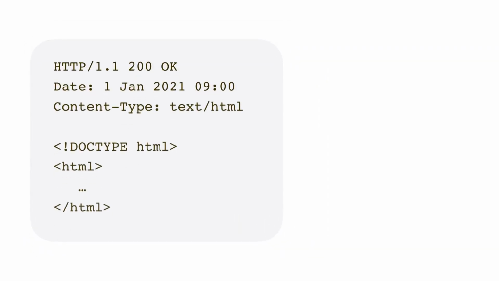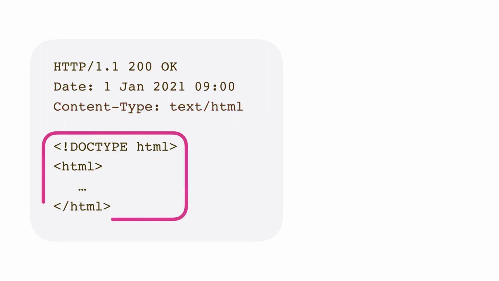Now, what is in the response? Here's a simplified example. On the first line, we see the version of the HTTP protocol used, followed by a number which is the status code. 200 means successful or OK. Right below that, we can see the date and time of the response. Next, we can see the type of content the server is sending back to the client, in this case, text/HTML. And after that, we can see the HTML code or the HTML document that represents the homepage of codewithmosh.com. Of course, the actual HTML code is way longer.